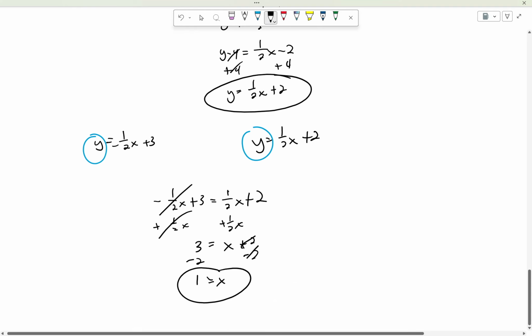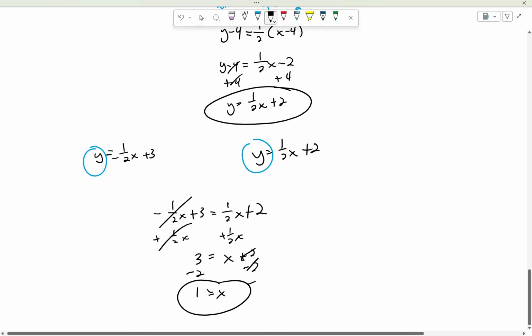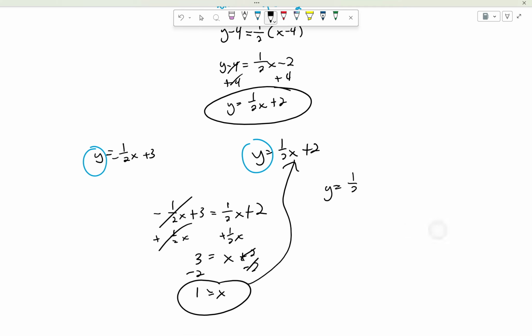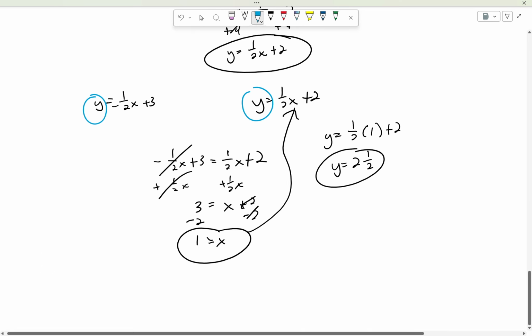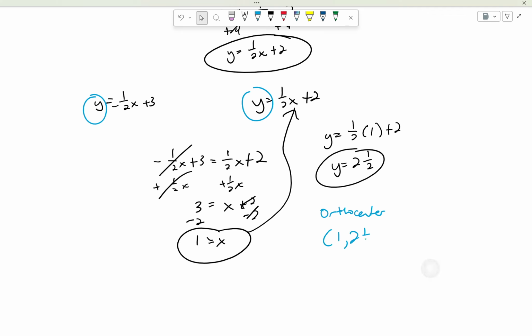Then I'm going to take my x, and I'm going to plug it into either one, right? I'm going to plug it into the positive one right here. So I have y is equal to 1/2 times 1 plus 2. So y is equal to 2 and 1/2, okay? So here we go. I have my orthocenter. It's this coordinate. It's going to be (1, 2.5). And that's how we do orthocenter.